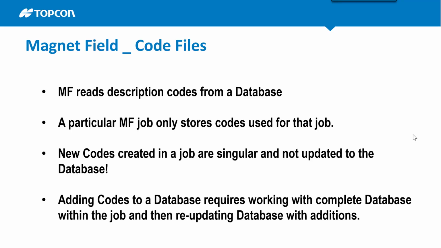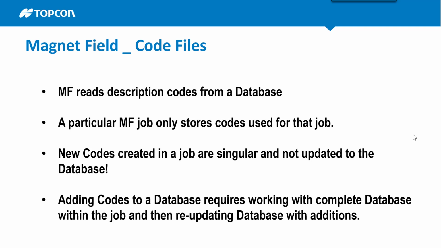So as we close, I want to bring back the slide from video number 2 and remind you that Magnet Field reads description codes from the database. So this particular job we were just working in was just reading from the database. I did not bring it in completely like I used an example in video number 2. A particular Magnet Field job only stores codes used for that particular job. So if we would have just used waterline, for example, and then maybe created a waterline bend, this particular job would have 2 codes in it, and that's it.